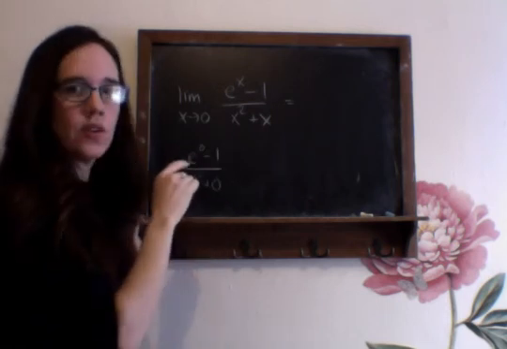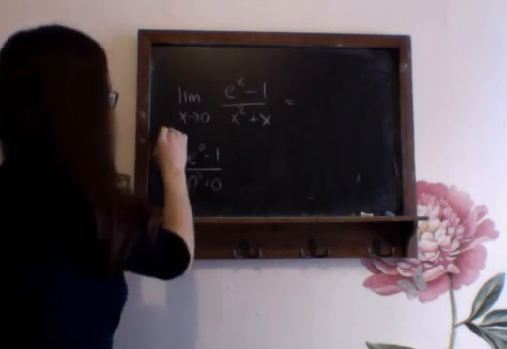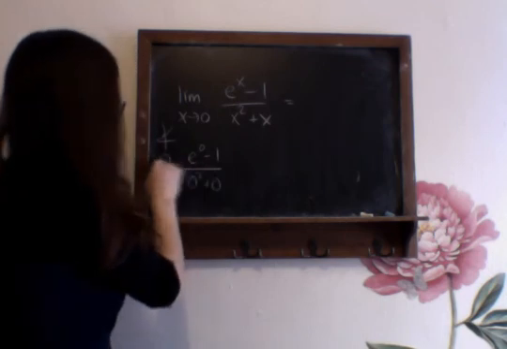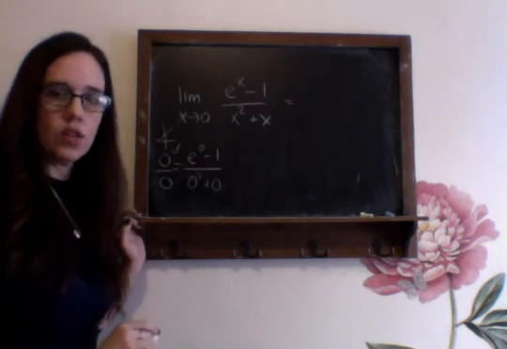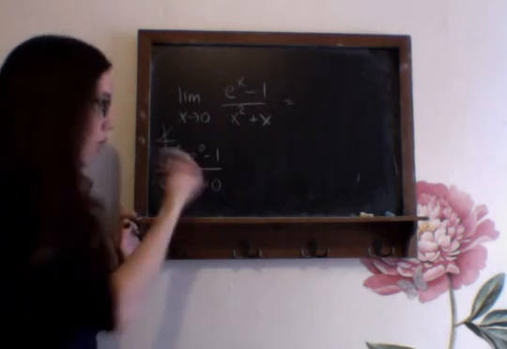E to the 0 is 1. 1 minus 1 is 0. 0 plus 0 is 0. So this is indeterminate form 0 over 0. And that's how you can show your work too, that you're going to use L'Hopital's rule when you actually can use it. Okay, so let's find this limit.